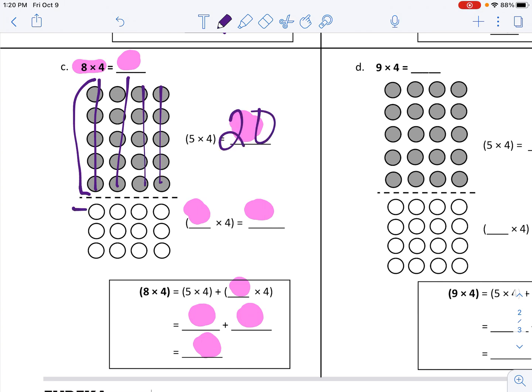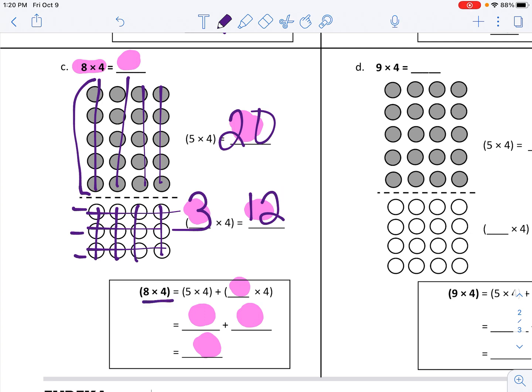And then down here, I have 1, 2, 3 rows of 4. How many are in there all together? 3, 6, 9, 12. Or you could have counted by 4s. 4, 8, 12. So 3 rows of 4 is equal to 12. Now I've got a pink answer down here.